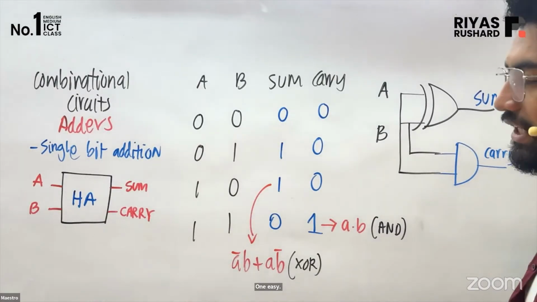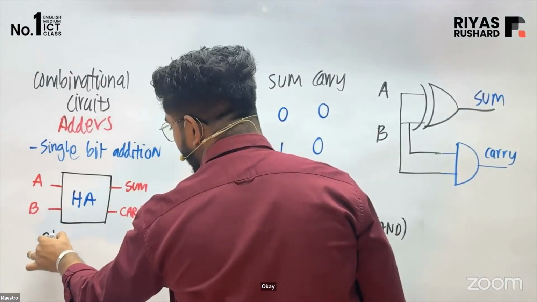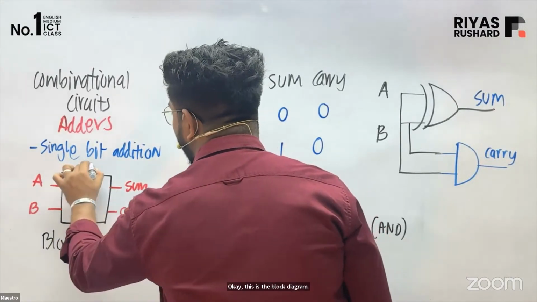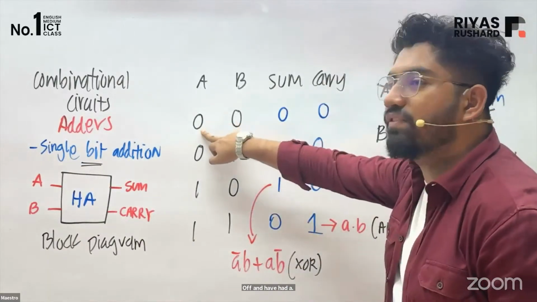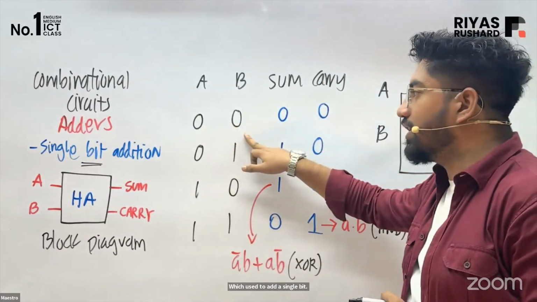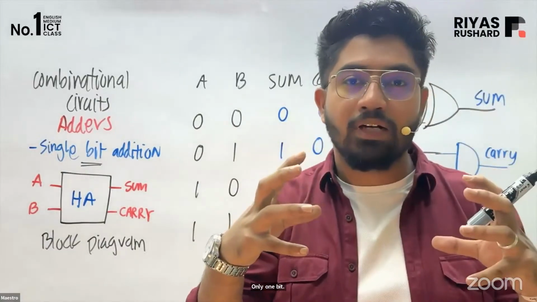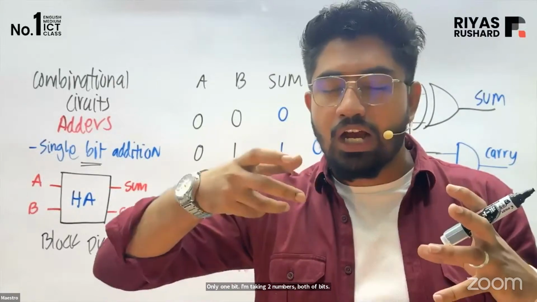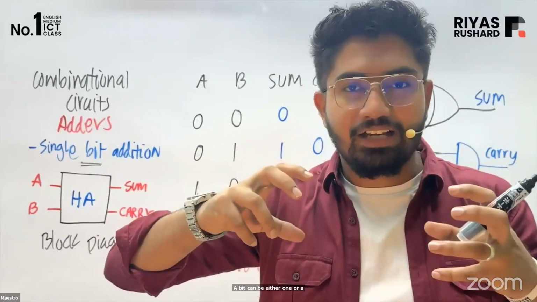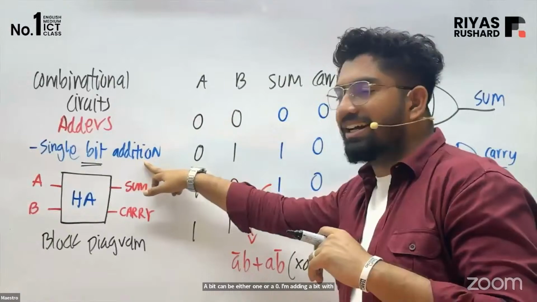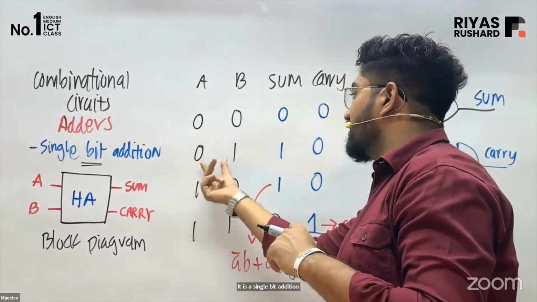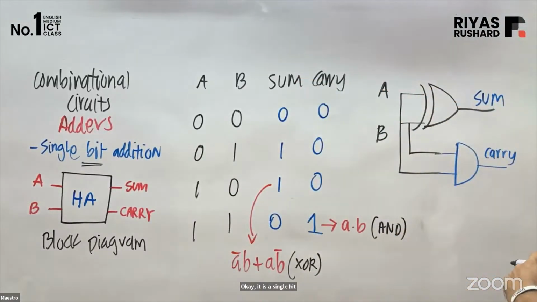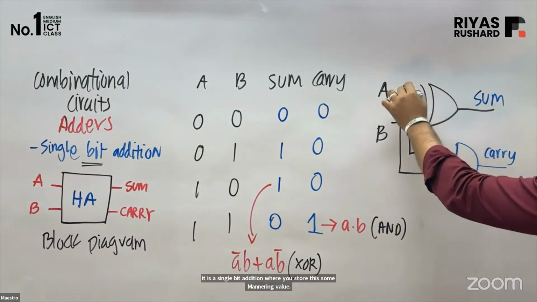Okay, this is the block diagram of a half adder, which is used to add a single bit, only one bit. I'm taking two numbers, both are bits. A bit can be either 1 or a 0. I'm adding a bit with another bit. It is a single bit addition, where you store the sum and the carrying value. So this is how the diagram would be.